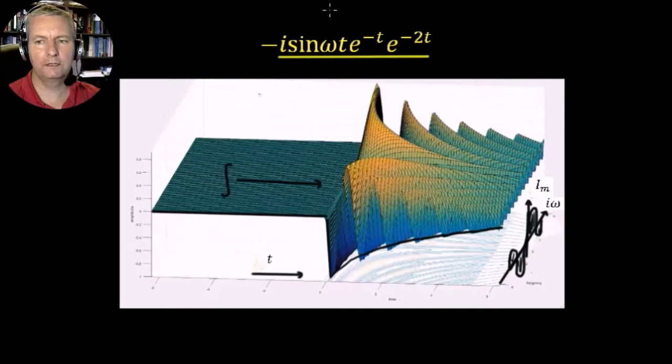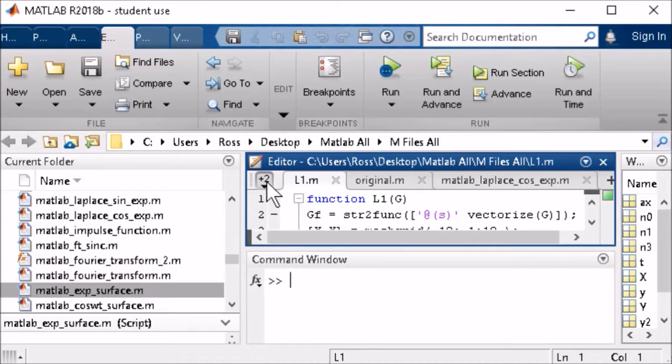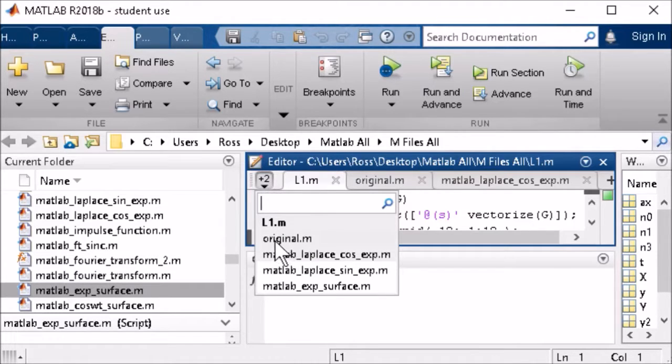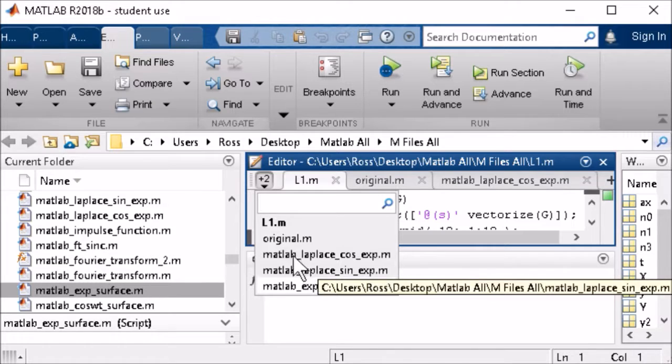So equally, we can take the e to the minus t times e to the minus 2t and modulate the minus i sin omega t surface, and you can see this being modulated here. And again, if we were to integrate in this direction, which is the t-axis, we would get the purely imaginary part of one slice of the Laplace surface. So you've got access to these files within the resources section. So right now we're going to have a look at the original function and we'll look at the cos surface that's been modulated by the exponential and also the sine surface that's been modulated by the exponential.